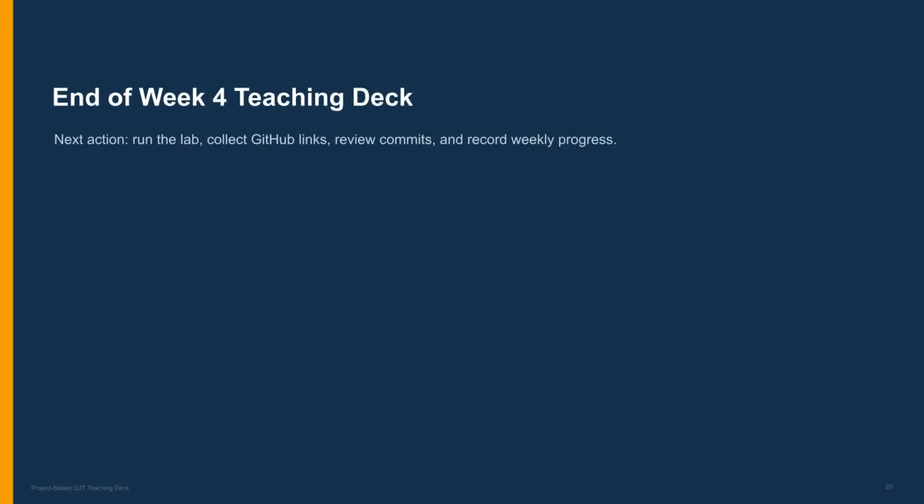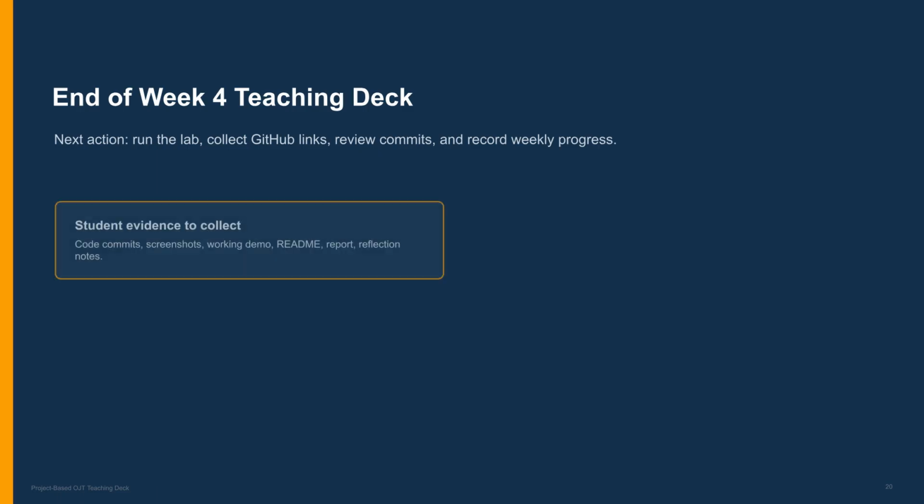The next action is to run the lab, collect GitHub links, review commits, and record weekly progress. The student evidence to collect includes code commits, screenshots, the working demo, README, report, and reflection notes.